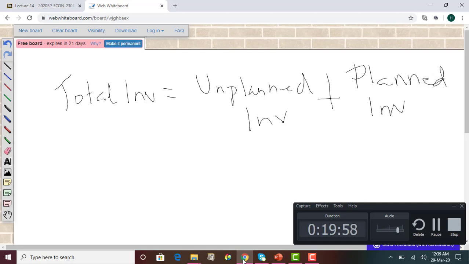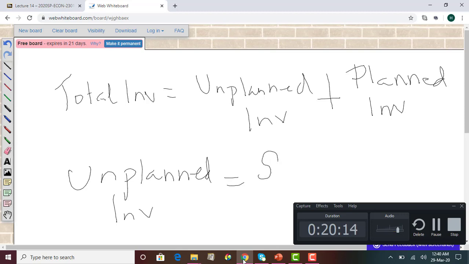Okay? And then another thing we have to know is unplanned investment is actually given by this formula. Unplanned investment is actually given by savings minus planned investment. So note down these formulas, and right now we will do an example so that you guys understand how we can apply these in real life or in the economy and how we can get these numbers.